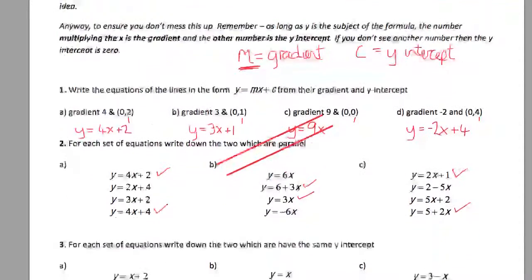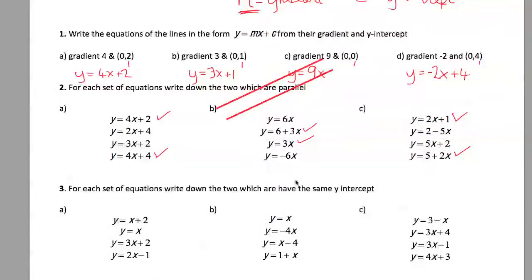Now if I scroll down to this one, what they're now asking is for each set of equations, write down which two have got the same y-intercept. Now the y-intercept is c, which is the end number. So we've got a y-intercept of 2 there and 1 there. We've got a y-intercept that's of minus 4, that doesn't have a y-intercept, and neither does that.